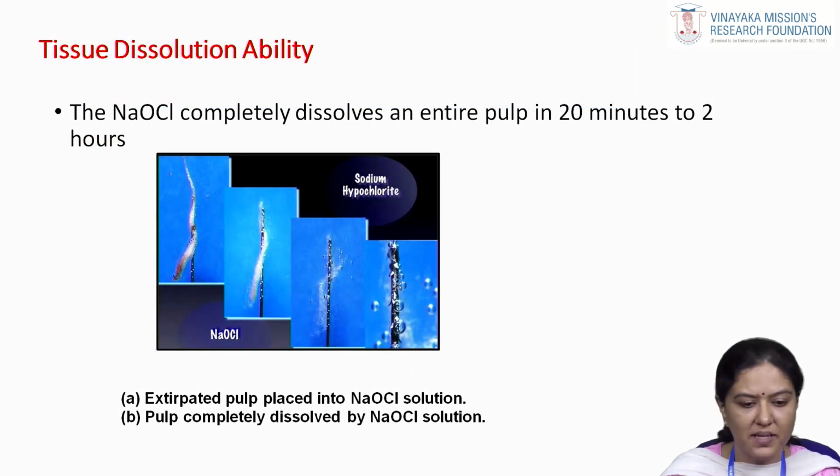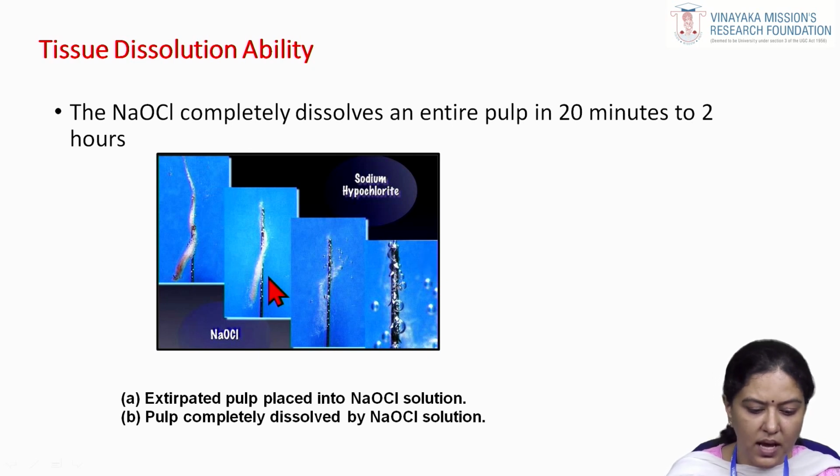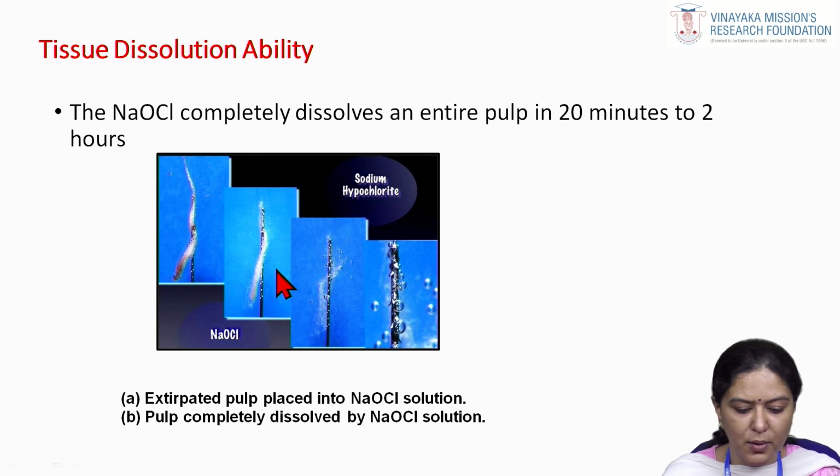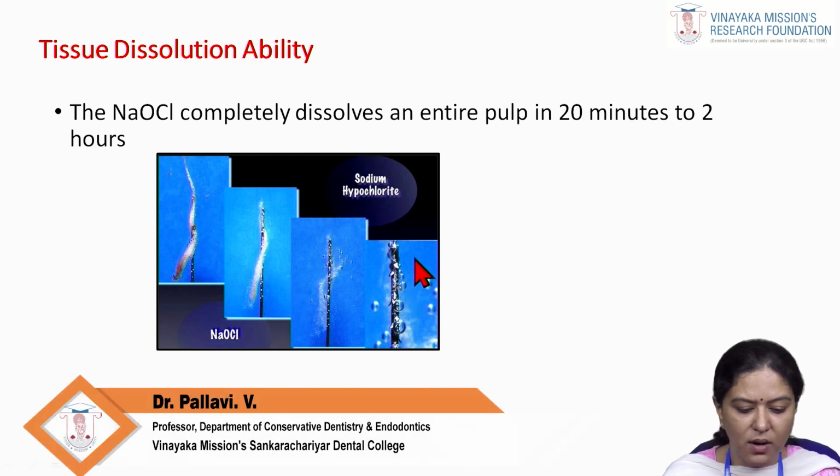Tissue dissolving capacity. Sodium hypochlorite completely dissolves the entire pulp in 20 minutes to 2 hours. The first picture shows the normal pulp placed in hypochlorite, which is completely dissolved in the sodium hypochlorite solution.